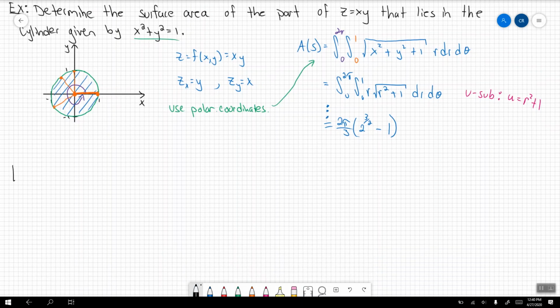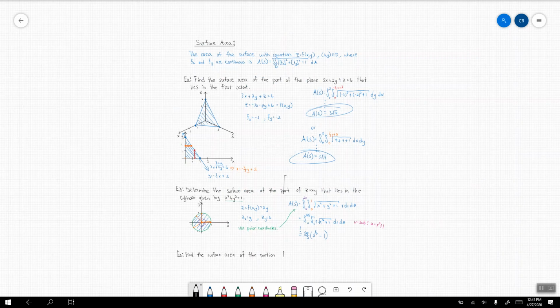All right, so here goes this example. We want to find the surface area of the portion.